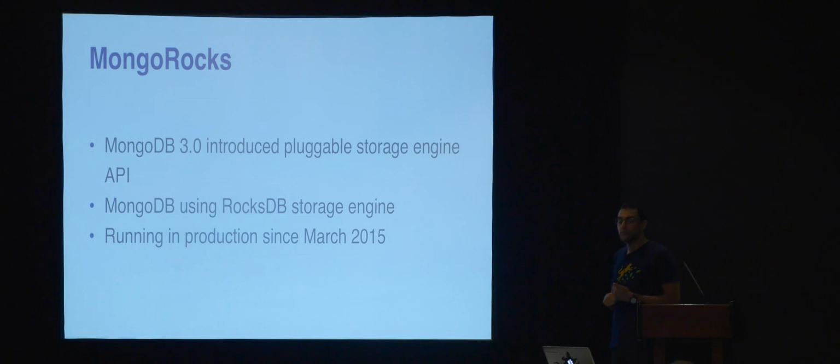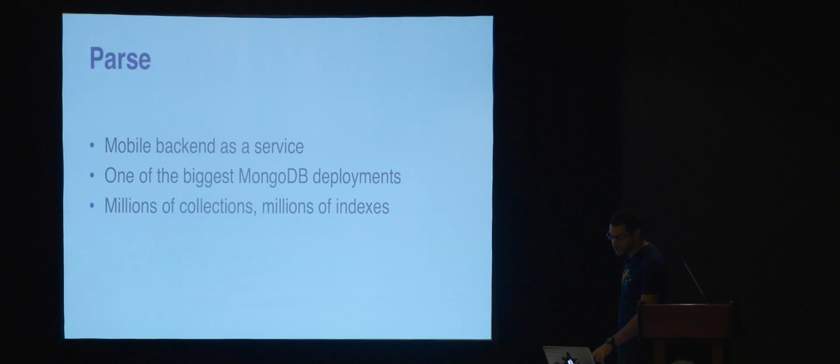It's originally built for Parse. Parse is a mobile backend as a service. Mobile application developers build their application and use Parse as their backend. The data for the mobile application is stored in Parse, and the backend itself of the application is in Parse. It's one of the biggest MongoDB deployments. We have millions of collections and millions of indices.